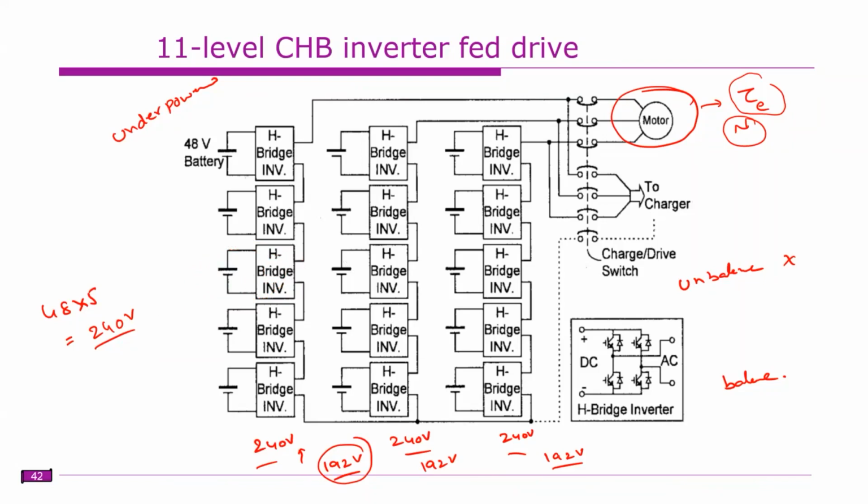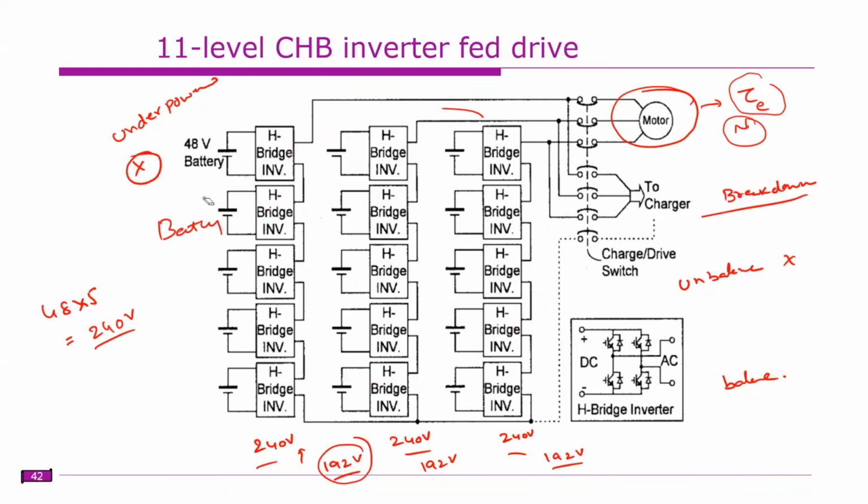Okay, this is not possible with a two-level inverter. For example, this entire thing is a two-level inverter, so you have only one battery. If that particular battery is damaged, there is no power supply to the motor. If it is an electric vehicle, that will eventually lead to a breakdown of the vehicle.